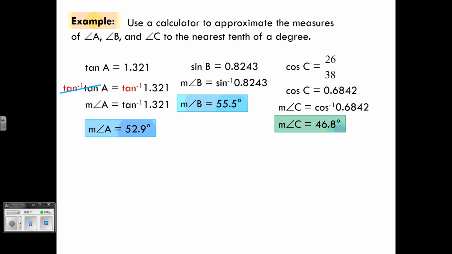So if your calculator is different than the one that I showed, you might have to type in the number and then shift or second function, tangent inverse, sine inverse, cosine inverse, or sometimes you hit the shift first and the tangent key and then the number. You'll have to figure out how your calculator works.